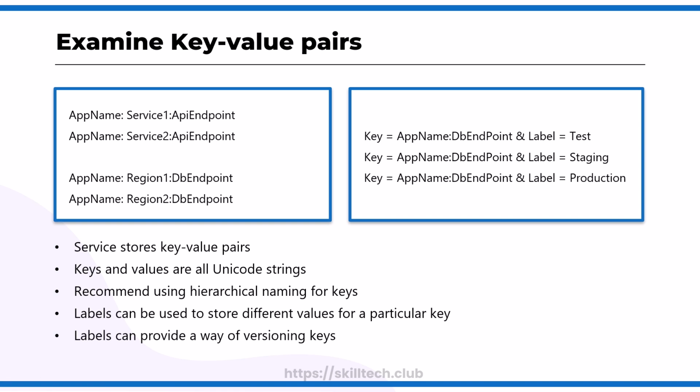Key values in App Configuration can optionally have a label attribute associated with them. Labels are used to differentiate key values with the same key.